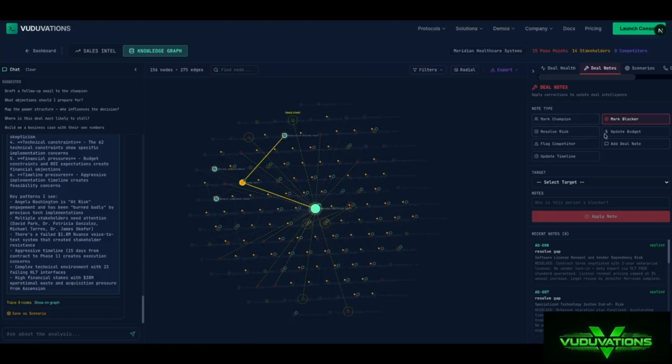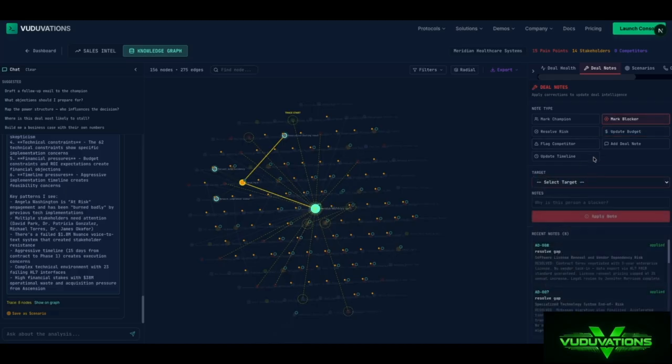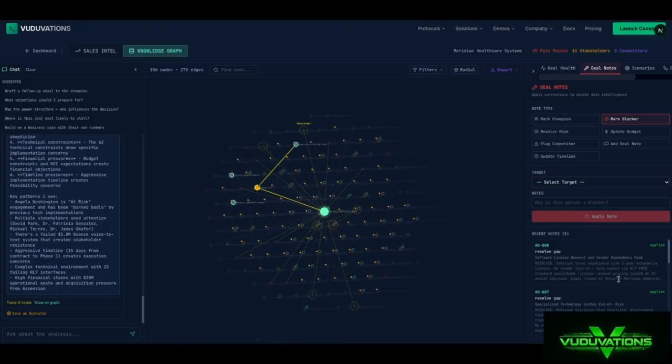When you spot a mistake, you can easily override the AI using what we call deal notes. There are 6 specific protocols here. For example, you can quickly update a budget figure, mark a stakeholder as a blocker if they're suddenly getting cold feet, or even flag a brand new competitor. And listen, these aren't just sticky notes. These corrections literally mutate the underlying graph and instantly change that BANT scoring math we just talked about.